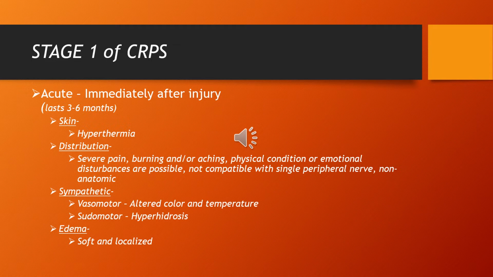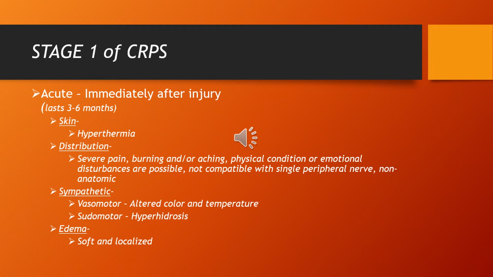The first symptom you would have in the skin would be hyperthermia, so you're going to have heat production. That heat production is due to the vasodilation that was caused by the histaminic response and the serotonin that we had discussed before. The skin also appears very dry and shiny.